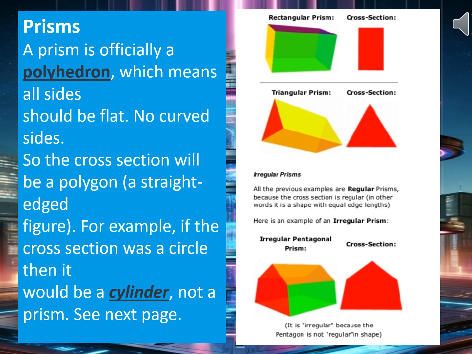All the previous examples are regular prisms because the cross section is regular. In other words, it has a shape with equal edge lengths. Here are examples of an irregular prism: irregular pentagon prism cross sections.